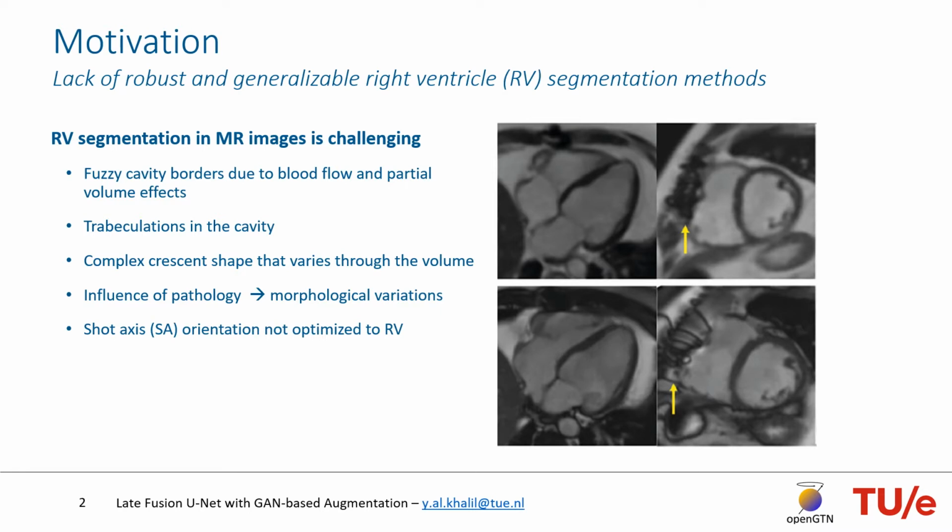In fact, RV segmentation approaches underperform due to unclear borders caused by blood flow and partial volume effects, presence of trabeculations with the same gray levels as the surrounding myocardium, the complex shape of the RV that varies throughout the volume, the significant influence of pathology, and the use of short-axis image orientation, which is efficient for the analysis of both heart ventricles, but is not fully optimized for the RV.